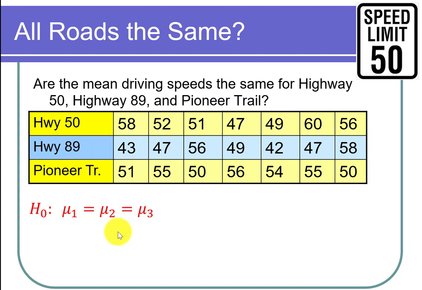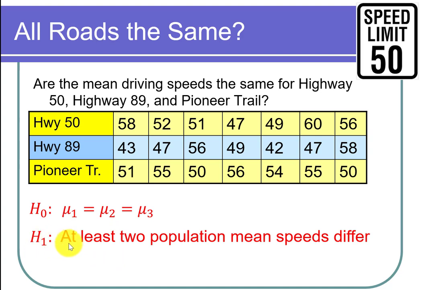And then we do H1, and we use the wording that we saw before, and that is that at least two population mean speeds differ. We don't know if it's Highway 50 and Pioneer Trail that are different. Maybe 89 and 50 are the same, but 89 and Pioneer Trail are different. We don't know, but if at least two of the population mean speeds differ, then we get to say H1 is true.